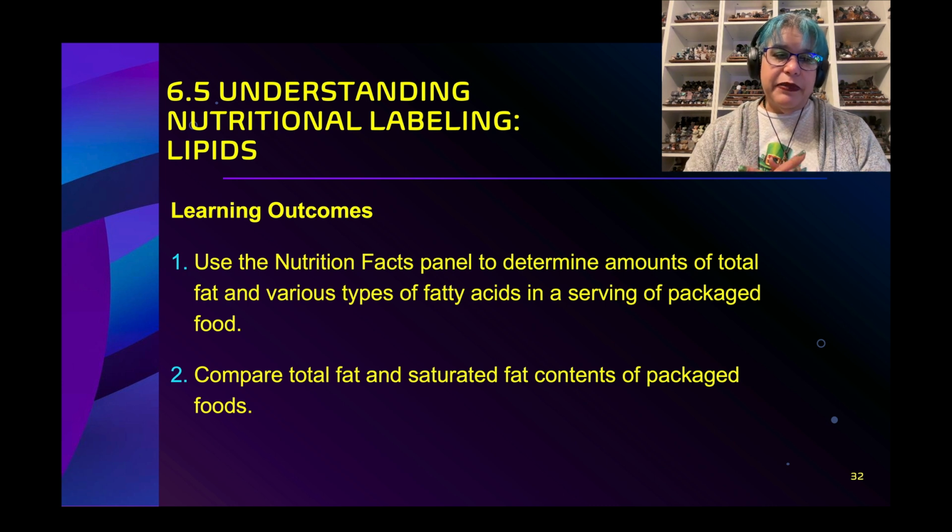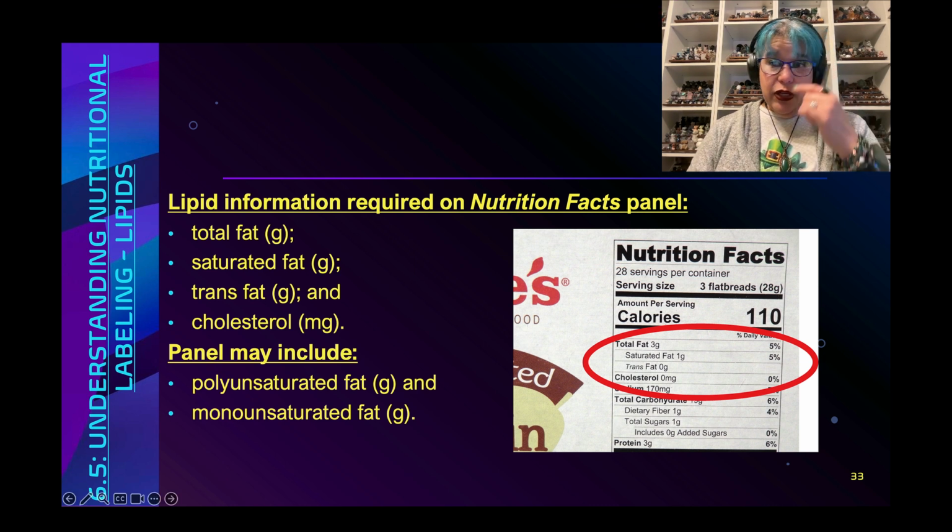Nutritional labeling for the lipids. We're going to use a nutrition facts panel to determine the amount of total fat and various types of fatty acids in a serving of packaged food. We're going to compare total fat and saturated fat contents of packaged foods. So, looking at a food label, we've got total fat, we've got saturated fat, the grams of that, trans fat, and the cholesterol in milligrams. These are going to be our listings for the fats that we have in our product.